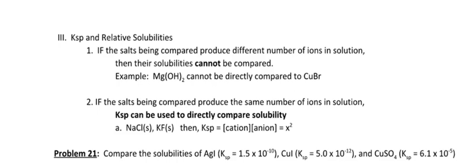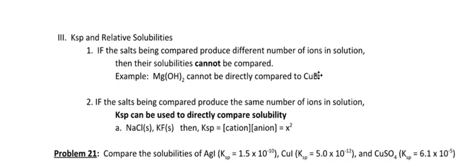Now, if the salts being compared produce different numbers of ions in solution, then you can't compare their solubilities. For example, how many ions do we get here? We get 3 ions. How many do we get here? 2 ions. So I can't say the KSP for magnesium hydroxide is smaller than the KSP for copper(I) bromide, therefore it has a smaller solubility. That doesn't work because here you're going to have a cube root and here you're going to have a square root. So you can't compare them directly by looking at their KSPs.